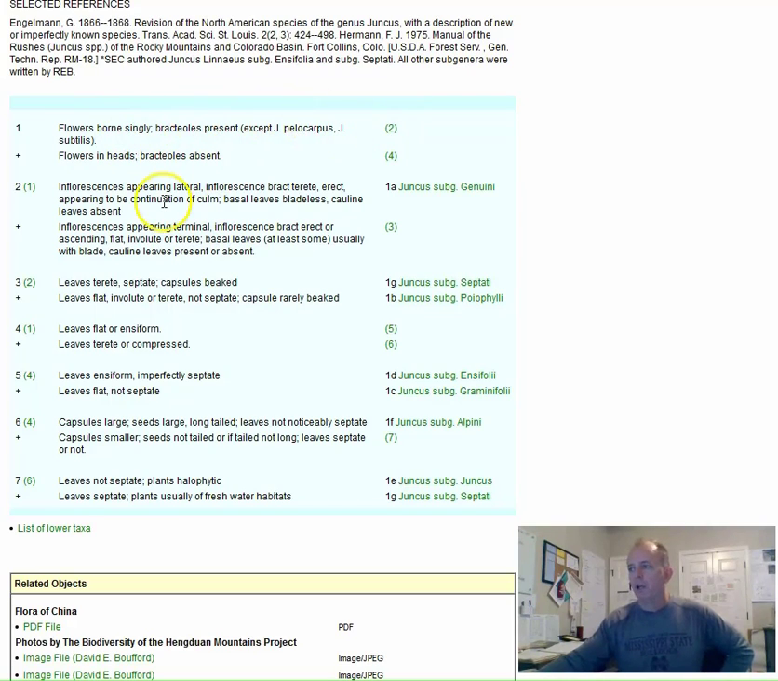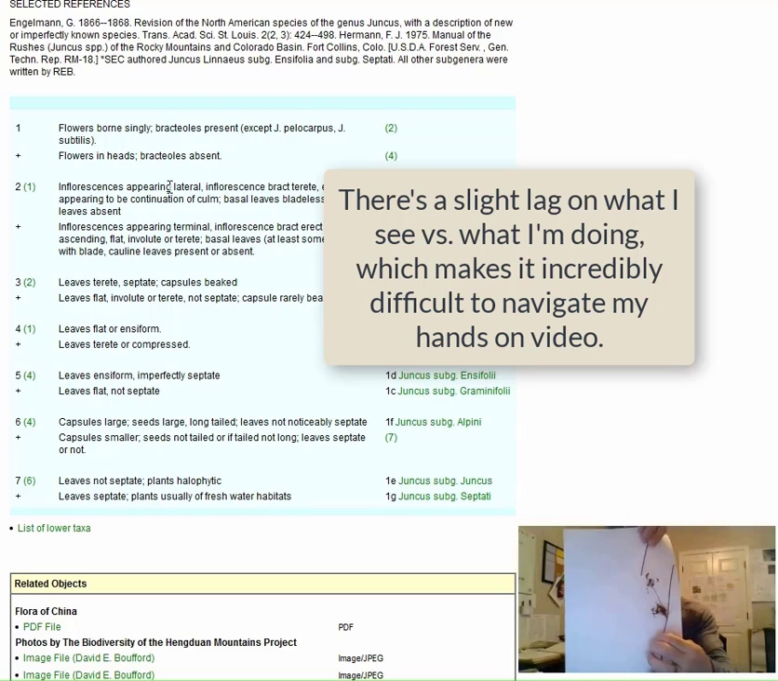So number 2, inflorescence is appearing lateral. So that is, do they look like they come out the side? Ooh, I broke it. Do they look like they come out the side? Oh, this stuff really is going to get everywhere. Do they look like they come out the side of the stem? Okay. Man, I'm really not good at doing this.